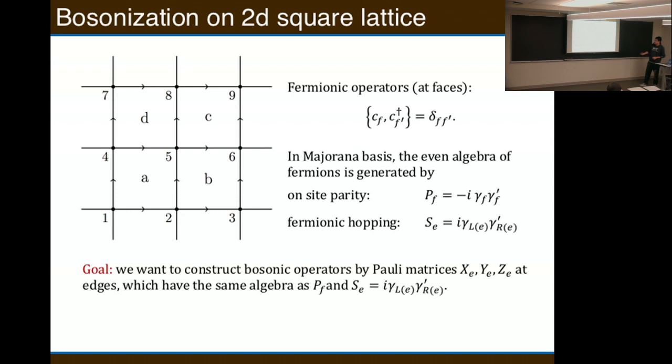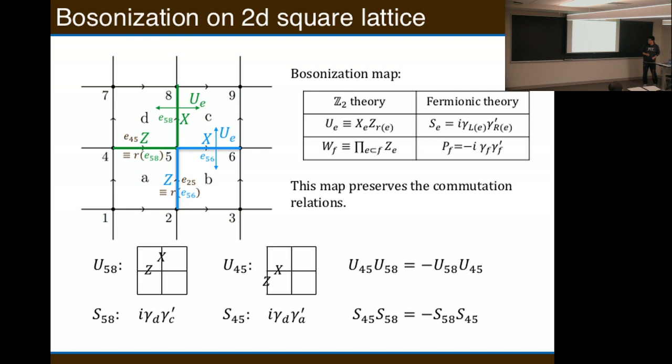So the on-site fermion parity is gamma F times gamma F prime at some face, which tells you it's unoccupied or occupied. The fermion hopping is you move the fermion around, from one face to another face. So these two operators generate the whole fermion algebra. And our goal is to find some Pauli matrix expression such that we can rewrite the parity and hopping in terms of some Pauli operators such that the commutation relationships are preserved. So here's our choice. For the fermion parity, we map to the so-called flux operator, a product of the Z around the face.